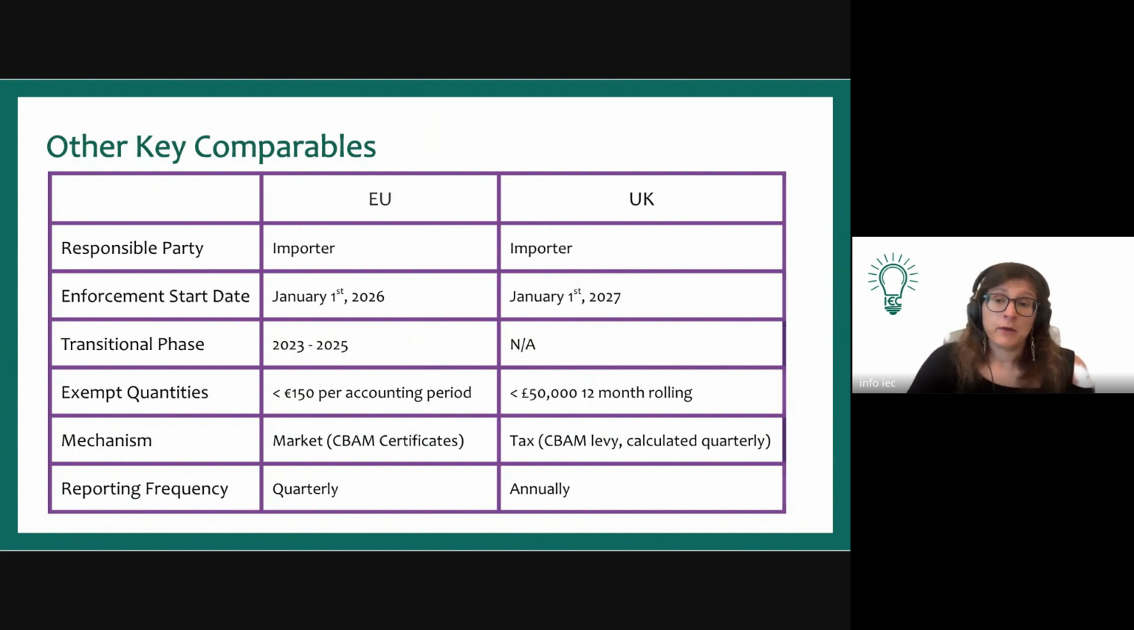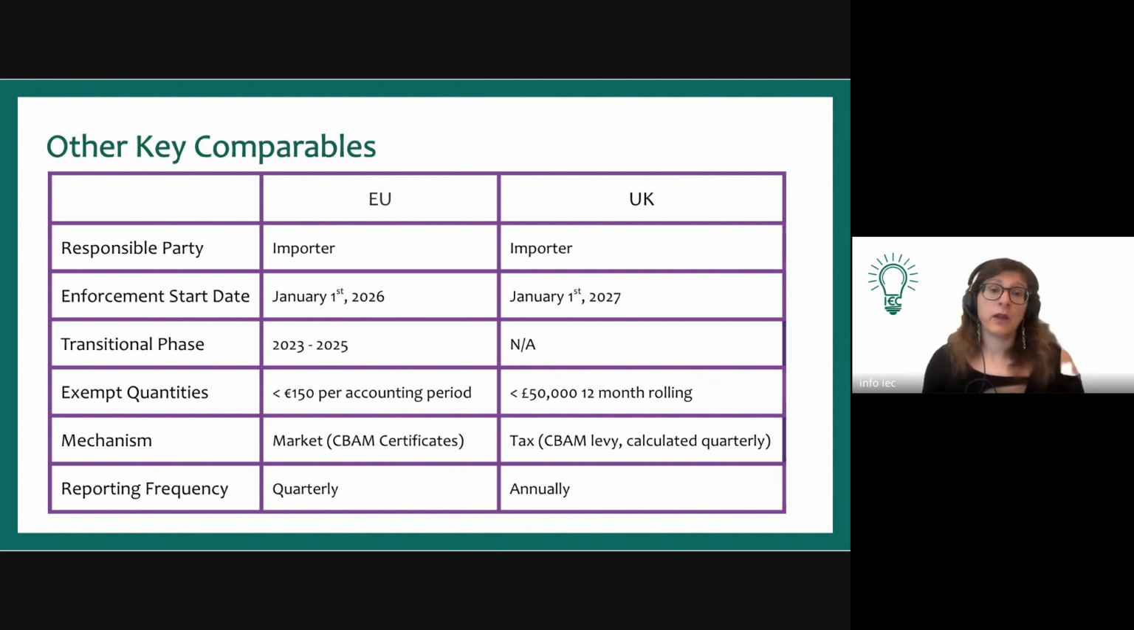The mechanism for paying the CBAM liability is different in both regimes. Again, the UK is a little bit simpler. It's a quarterly, very similar to a VAT return. You have to submit a quarterly CBAM return, and at the end of the year, pay a CBAM liability payment in the same way that you pay any other tax liability payment.